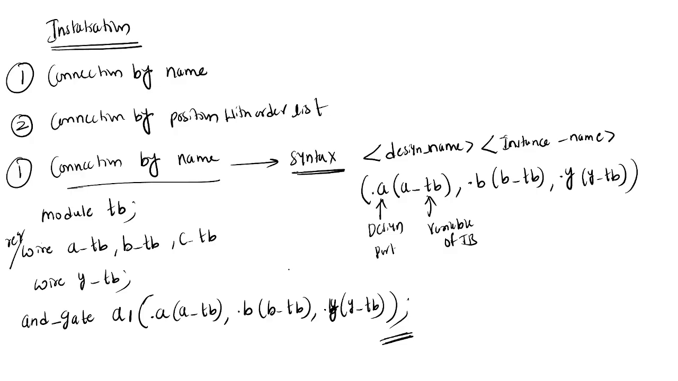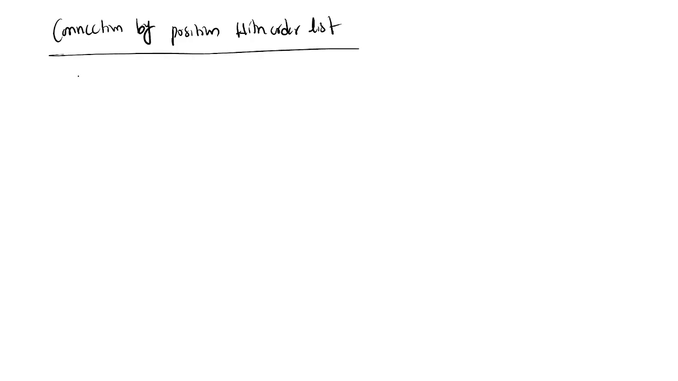Okay, next is connection by position with order list. Connection by position with order list. Normally, for the AND gate, I'm writing the code by using dataflow modeling. A, B and Y: Y equal to A and B.